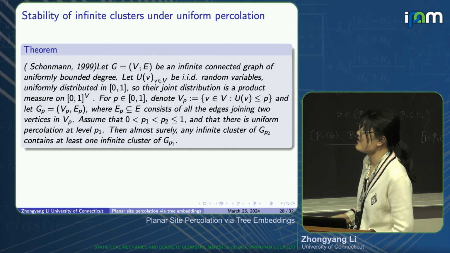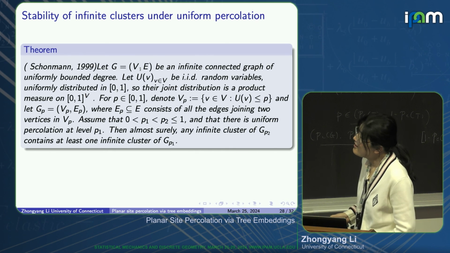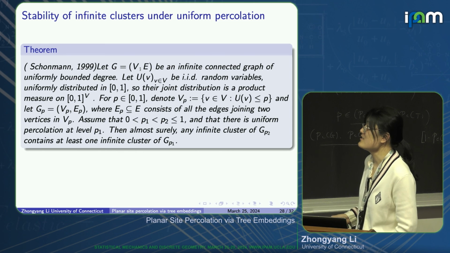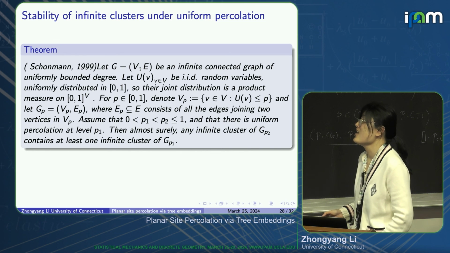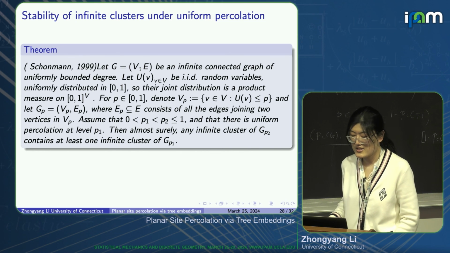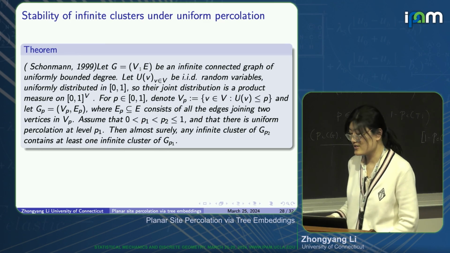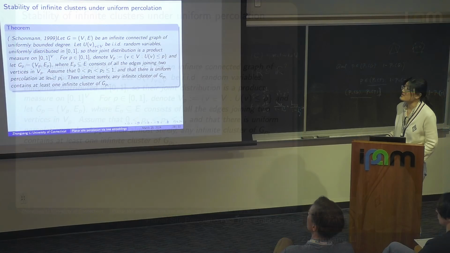Okay, and with the uniform percolation assumption, whenever in the high-level percolation P2 there are infinitely many infinite clusters, then in the low-level percolation P1 there are also infinitely many infinite clusters, if percolation ever occurs in P1. That means if in P1 there are infinite clusters, then there are infinitely many infinite clusters. In general, uniform percolation is not an easy condition to check, especially when P is close to PC.